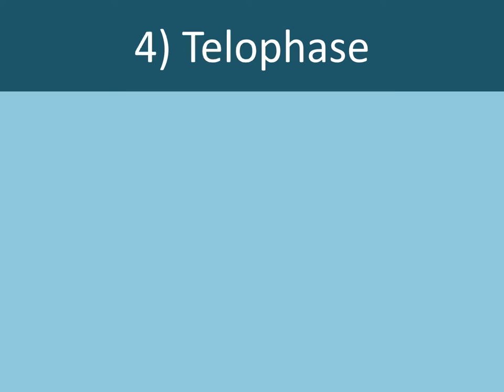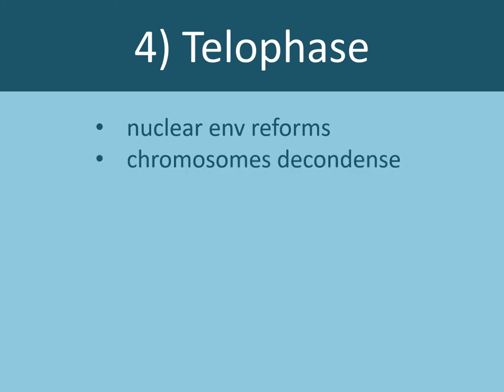Telophase is the last phase of mitosis. In telophase, the sister chromatids are at opposite ends of the dividing cell. A nuclear envelope forms around the sister chromatids, creating two new nuclei. Within the new nuclei, chromosomes decondense or loosen. At this point, mitosis is complete.